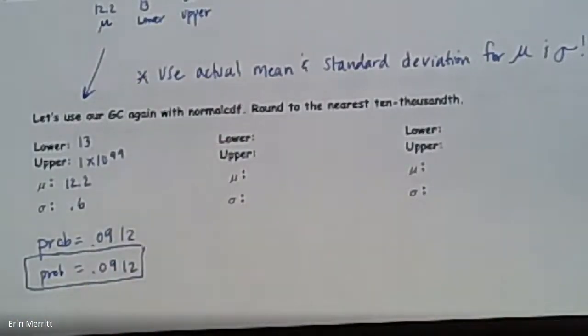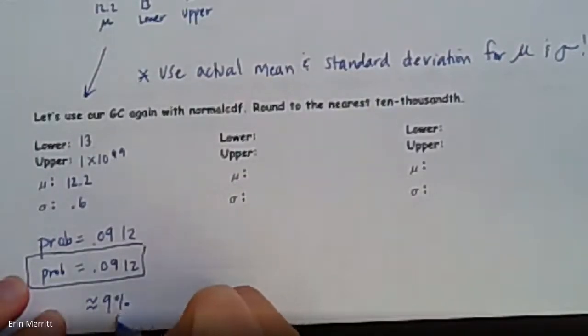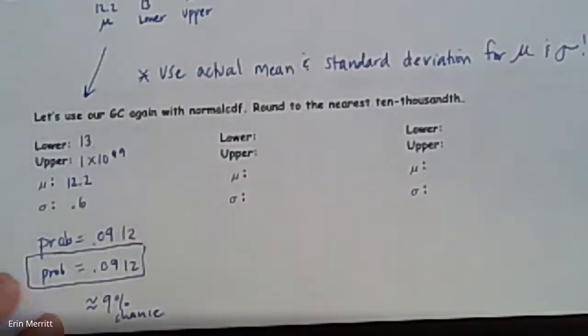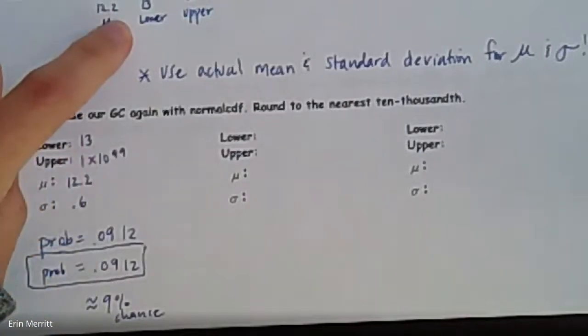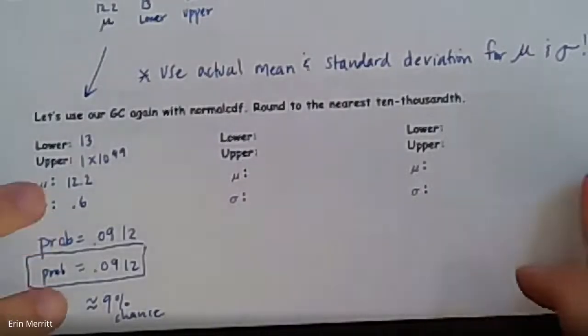All right, but what does that even mean? That means it's about a 9% chance that the soda can that you get is going to have more than 13 ounces. So, all right, take your chances. I don't know. I don't even drink soda.